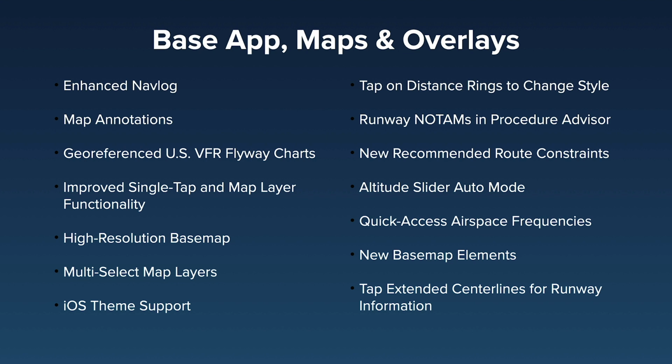We've become more consistent with the iOS theme support that's been provided by Apple. You can tap on the distance rings to change your style. The runway NOTAMs appear in the Procedure Advisor. We have new recommended route constraints on your flight planning. Your altitude sliders now have an auto mode. You're given quick access to airspace frequencies. We have new base map elements and tapping center lines for runway information. That's a summary list. If you missed any of those, make a note and go back and take a look.